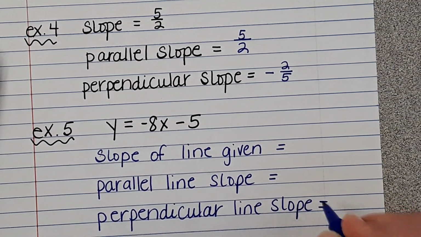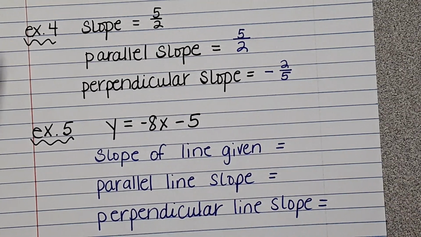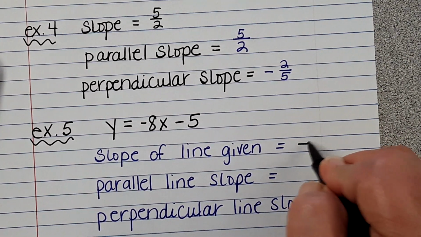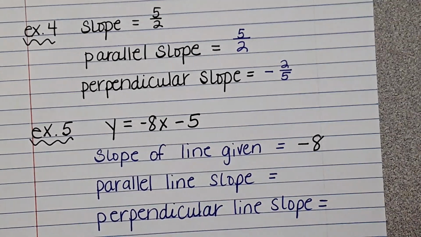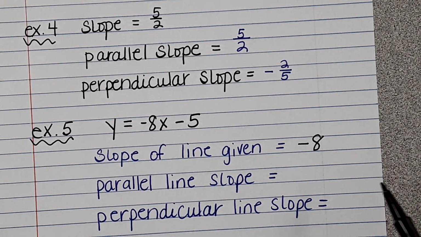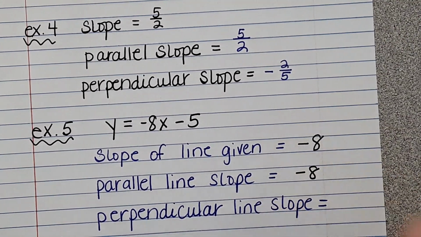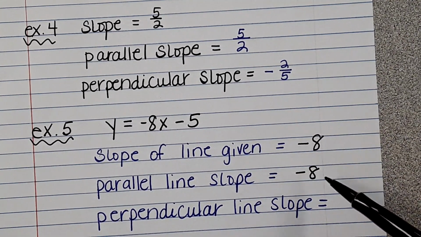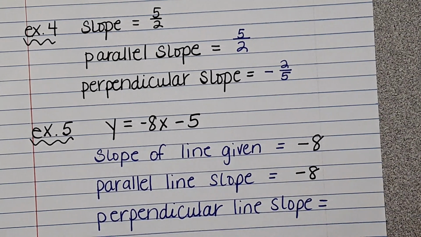Okay. So I'm pretty sure someone already told me, what is the slope of the line given? -8 is in the slope part, so that's our m would be -8. So if our slope is -8, what is our parallel line slope? Because the slope of the line given and the slope of the parallel line are identical. They're the same. And what is the perpendicular line slope?